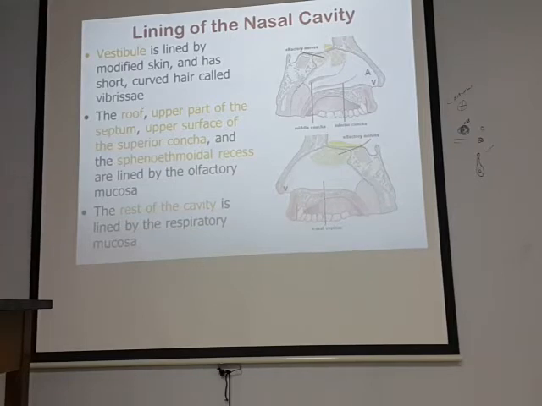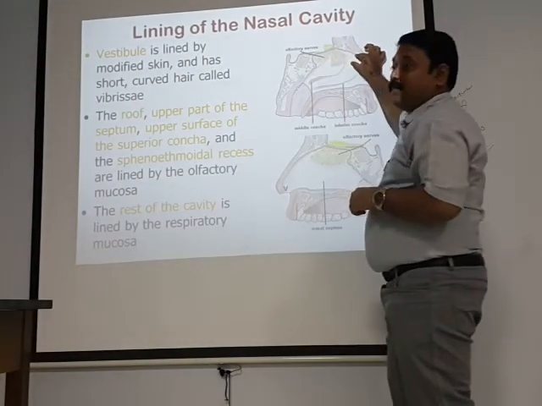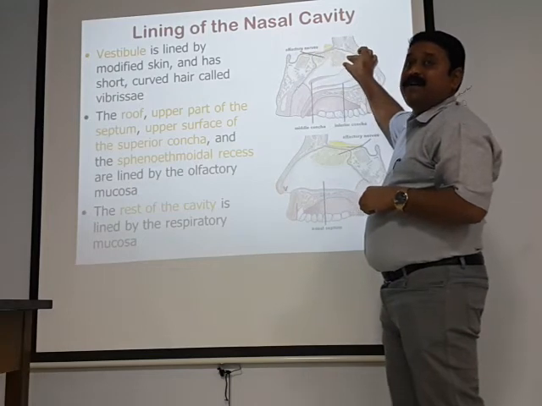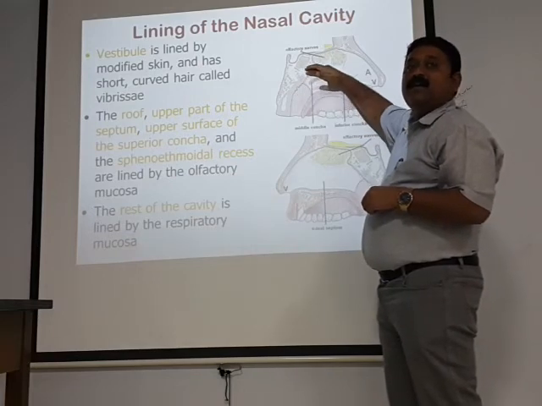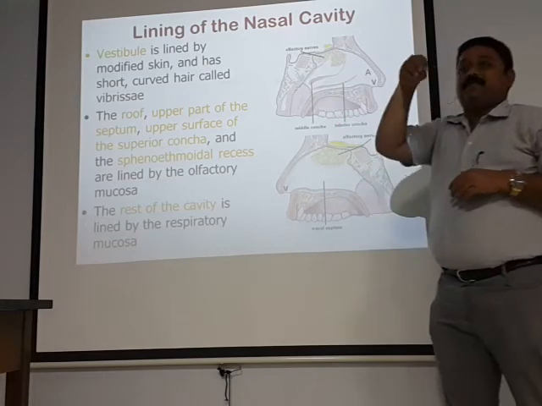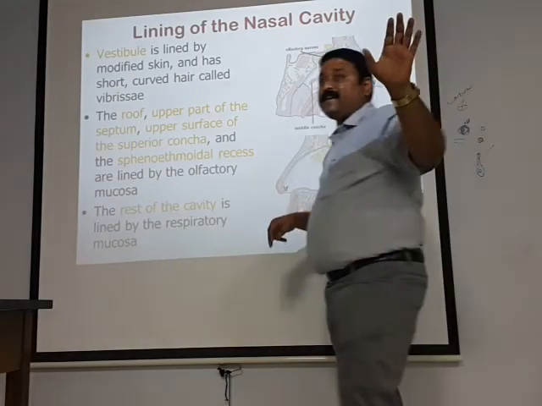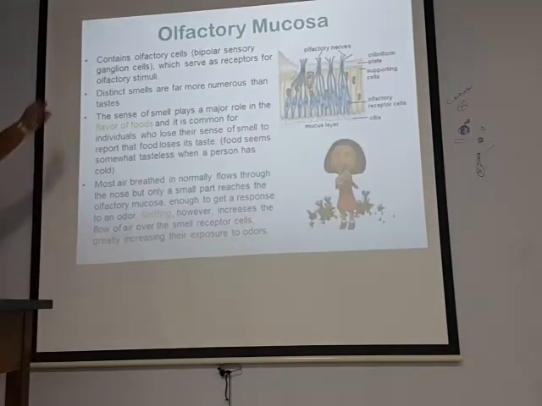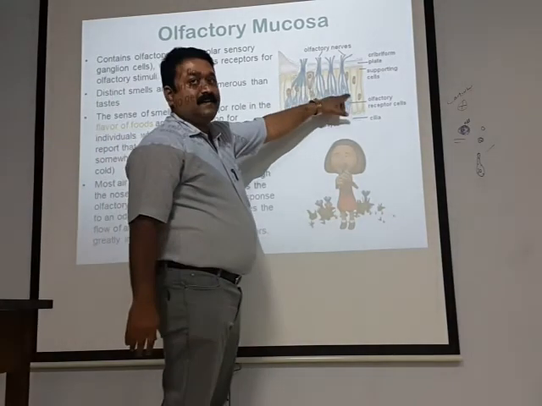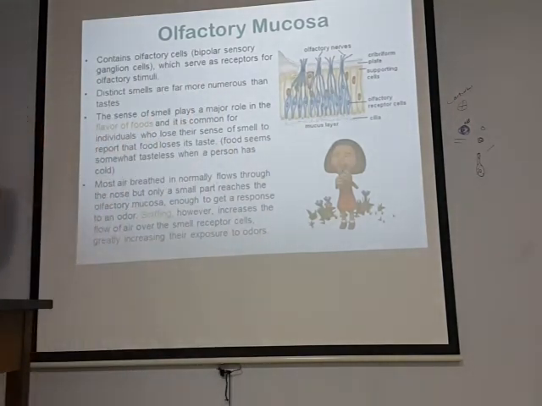The remaining part of the nasal cavity is lined by the respiratory mucosa. Only the upper one third of the roof of the nasal cavity, up to the superior meatus, is lined by the olfactory mucosa, where the receptors for smell are present. The remaining part is the respiratory mucosa, which is pseudostratified ciliated columnar epithelium. These are the receptor cells in the olfactory mucosa.